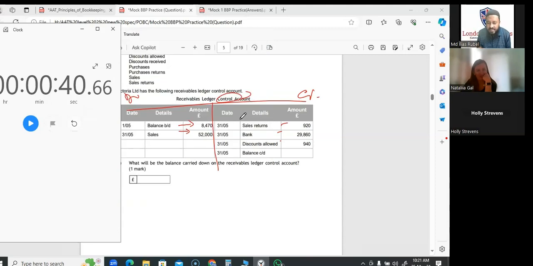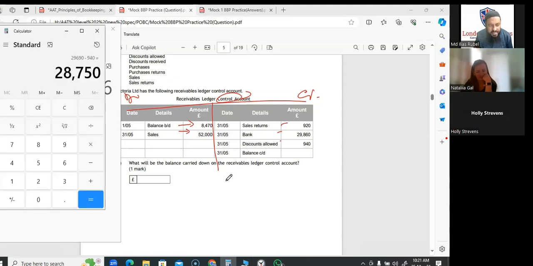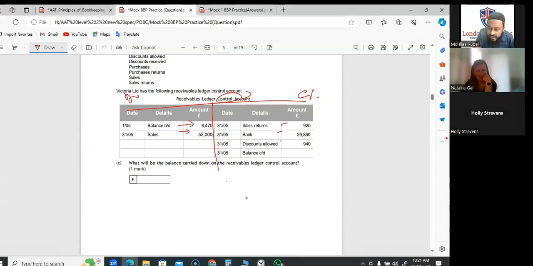Nice and easy. We have learned it. So basically, how much? 28,750. That's basically the balancing figure you need to put in it. Or if you want to do it the proper way, you should get the total, write the same total here, take your old items. That's your balance. Easy peasy, yeah?